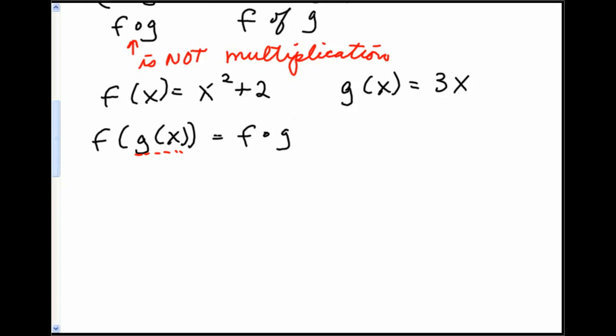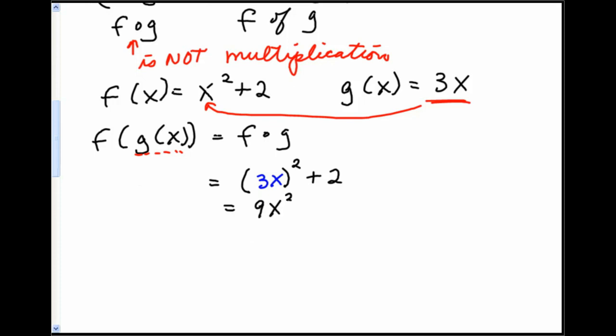So what we're going to do here is place the 3x where we see the x in our function f of x. So we will have 3x squared plus 2, which will simplify to 9x squared plus 2. So g of x is inside the f of x.